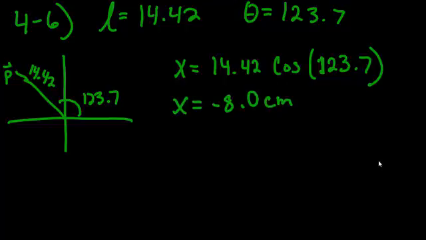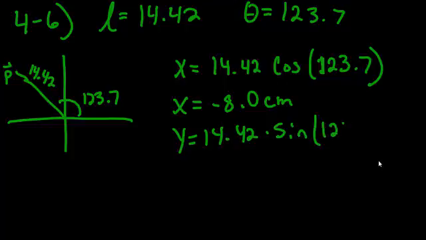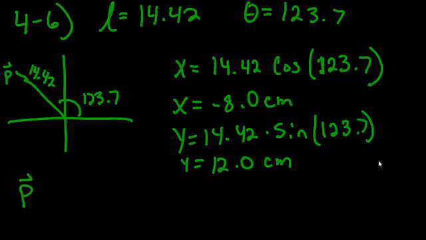Alright, so this is going to come out to be x equal to minus 8.0 centimeters. Now, if we want to find y, it is going to be equal to 14.42 times the sine of 123.7. This comes out to be 12.0 centimeters. So we now can represent this vector in rectangular form because we have the x component and the y component. So this is equal to minus 8 i hat plus 12 j hat, and this is rectangular form.